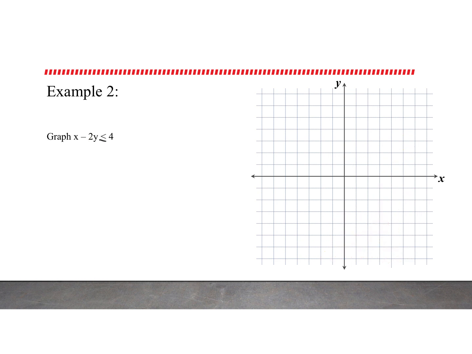Example 2. Graph x minus 2y less than or equal to 4. I'm going to start by rewriting the equation, getting rid of our inequality and putting in our equal sign. Then I'm going to solve it for y. So I'm going to subtract x from both sides. Divide everything by -2.